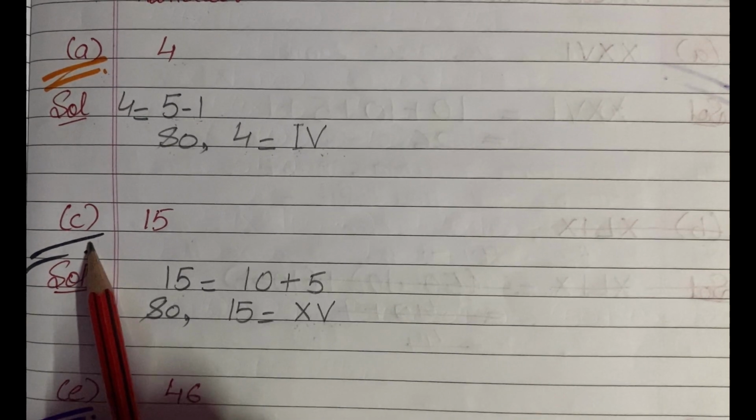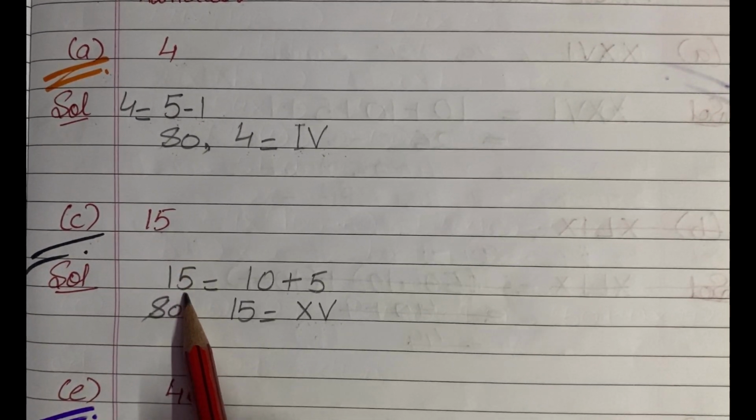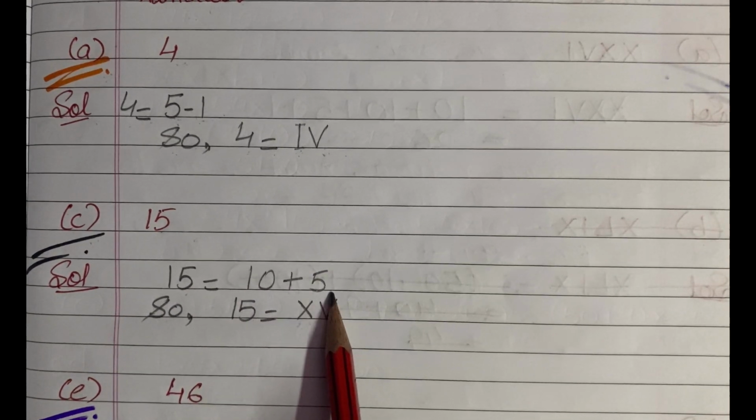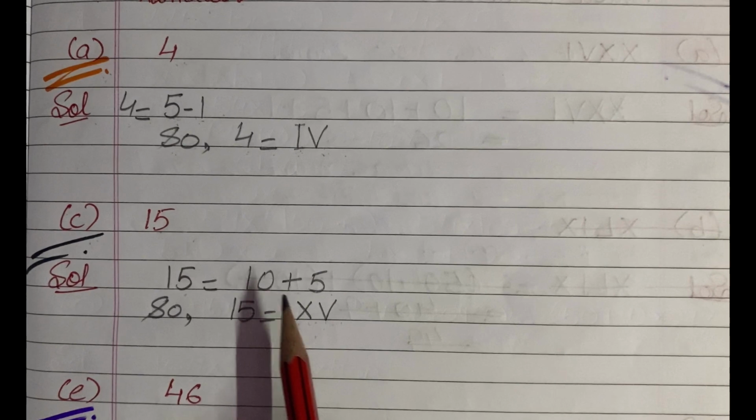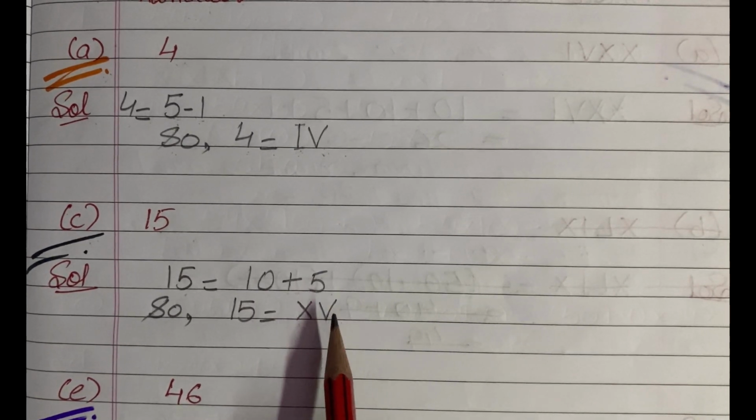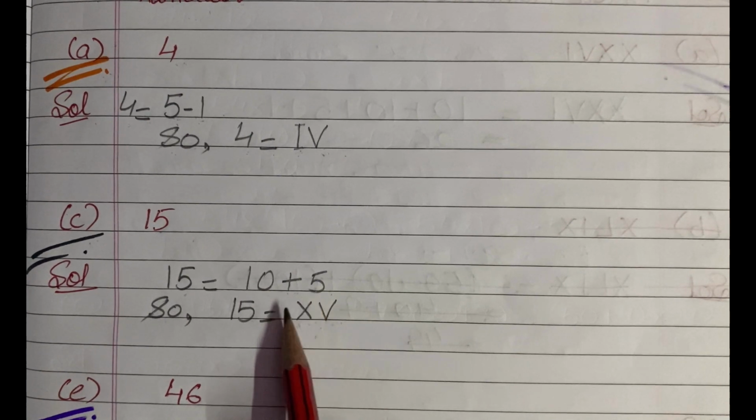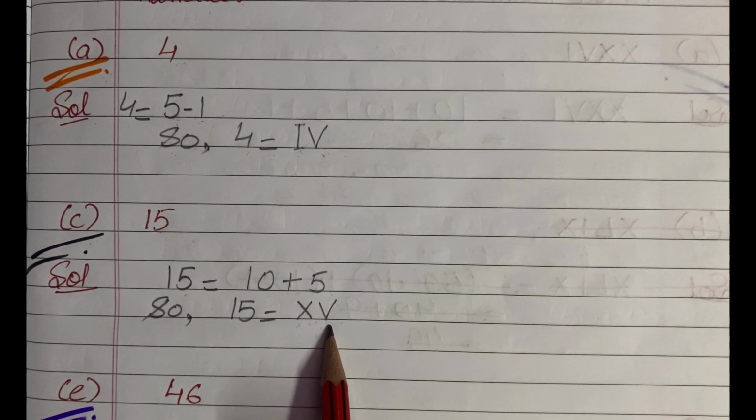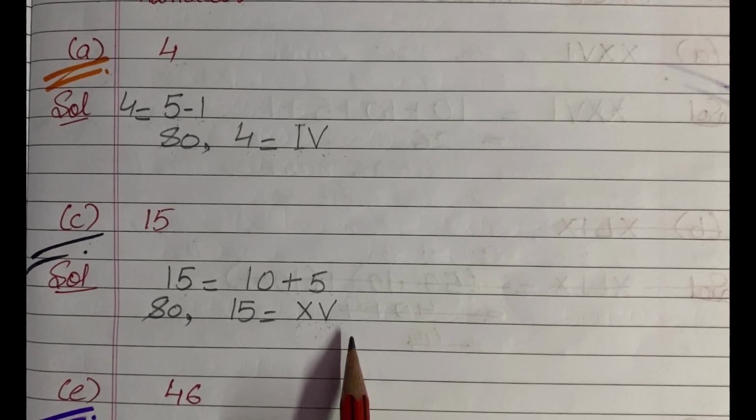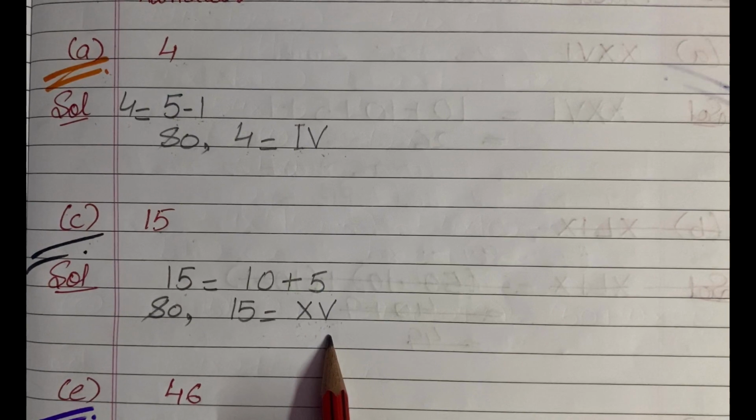Next is C part, and in C part we are having 15, and you know that 15 can be written as 10 plus 5, and in Roman numerals 10 can be written as X and 5 can be written as V. And since it is a case of addition, and you know that in the case of addition, the smaller Roman numeral will be written to the right of the bigger Roman numeral. So 15 can be written as XV. Hopefully it is clear to you.